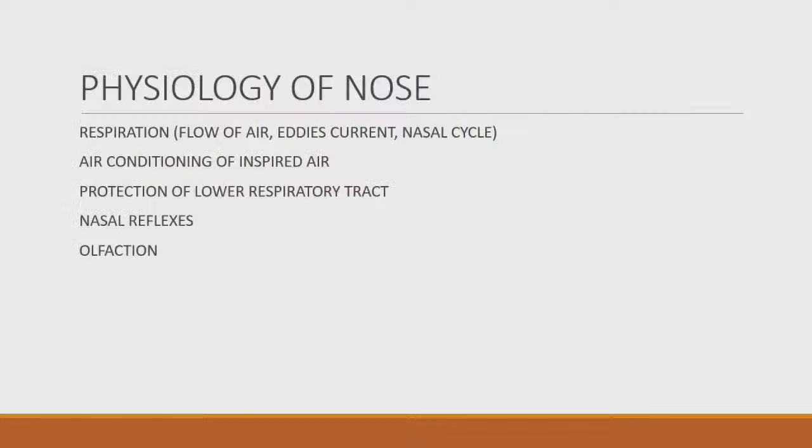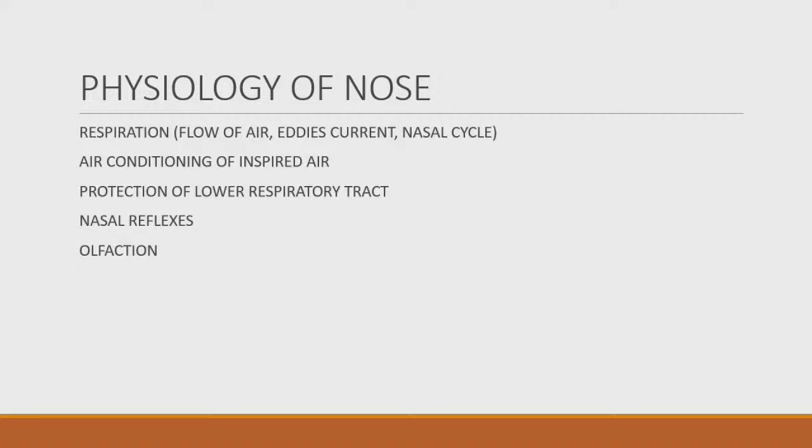So now, coming towards the physiology of the nose, we have completed the anatomy of the nose, that is, we have seen the osteocartilaginous framework, the blood supply and the nerve supply, and now we will start the physiology of the nose. The functions that the nose conducts include respiration, the flow of air.